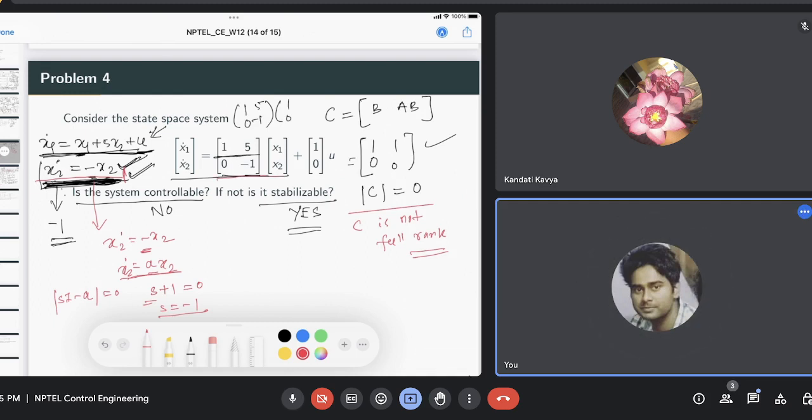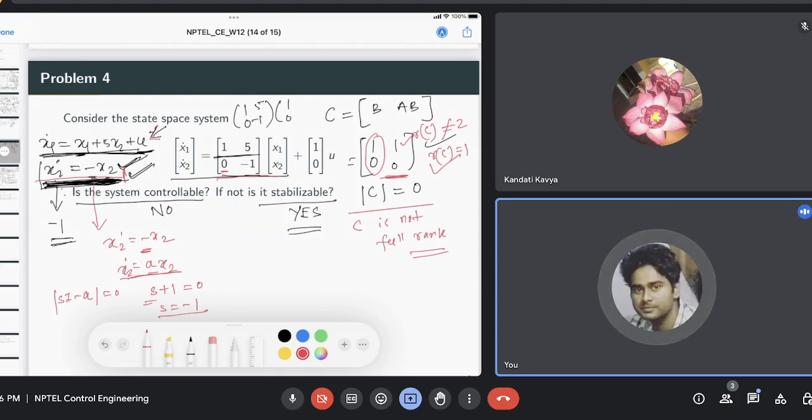But if it is not decoupled, then you cannot say directly from the dynamics, so you have to check the controllability matrix. If it is not full rank, there are some modes that cannot be controlled. What is the rank of C? Full rank would mean rank 2, but rank of C is 1. Rank means how many independent columns or rows there are. There is one independent row, which is repeated here, so rank is 1.